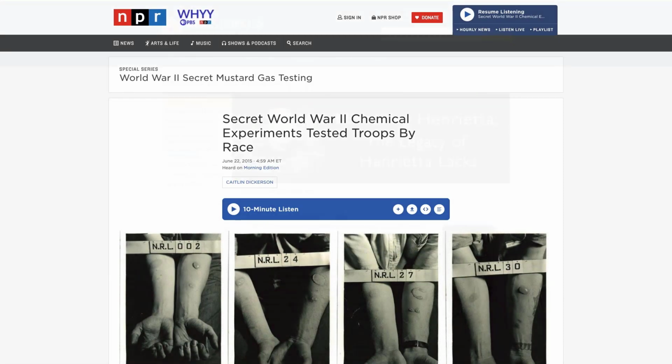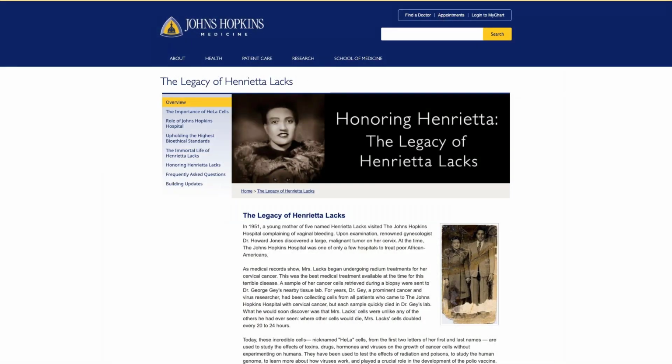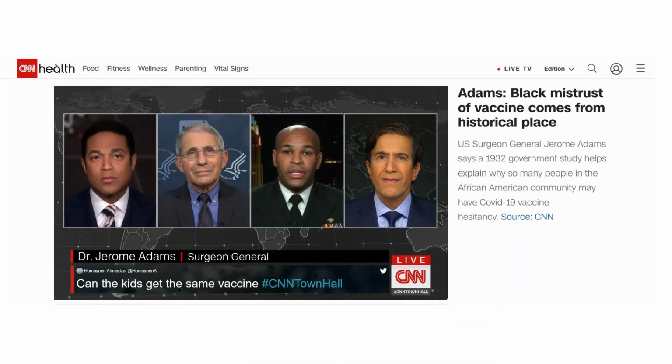And a history that includes segregated hospitals and the story of Henrietta Lacks, whose incredible cells were used without her knowledge and without her benefit to study the human genome, develop a polio vaccine, and so many other miracles. So the US Surgeon General and many others are working to direct community outreach efforts to acknowledge the harms of the past, demonstrate a commitment to change, and ensure that communities of color are well informed making their decisions around a vaccine.